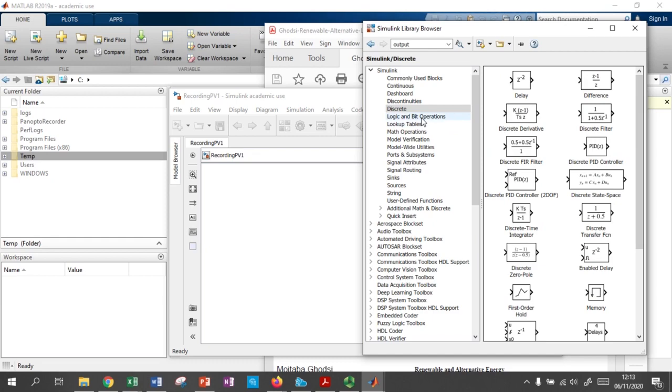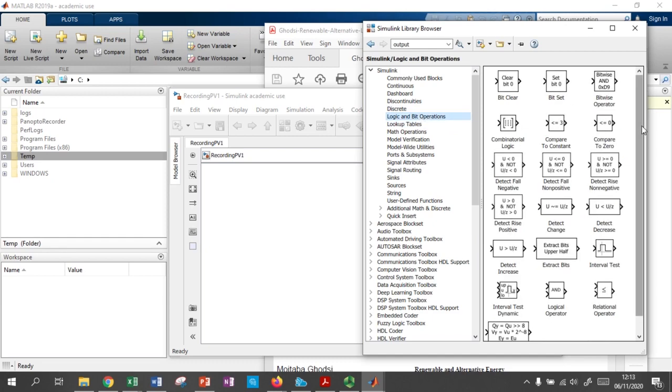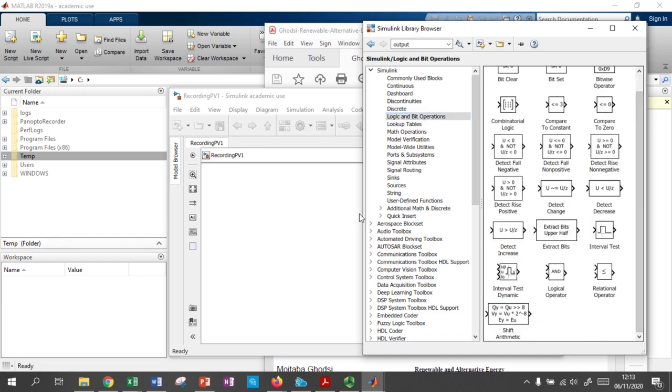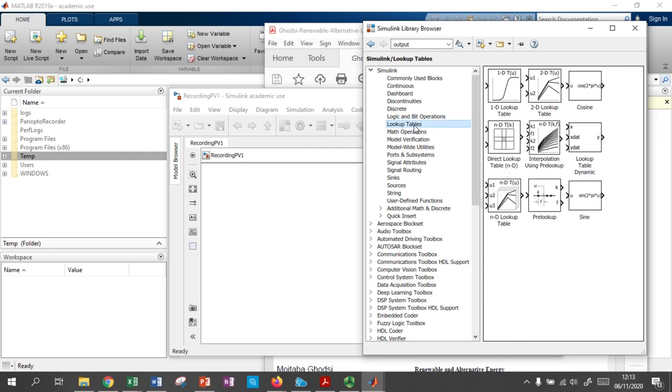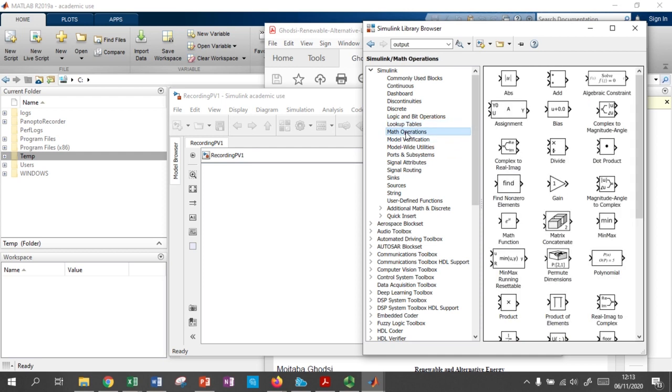The next one is logic and bit operations. Then you can find here, all of them. This is a lookup table, math operations. Math operations is one of those that you are using frequently. You have divide, you have assignment, bias, add, absolute, and math function. I will open this one for you just to show you the math function.